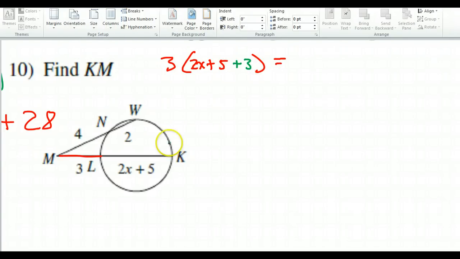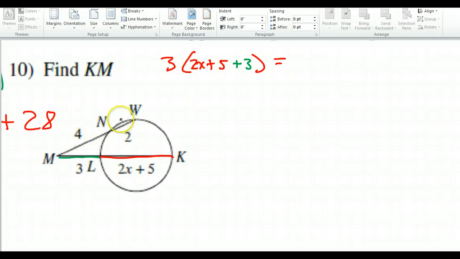All right, we're trying to do part times whole. The two pieces are, we've got this 2x plus 5 happening, and then we've got this 3 happening. So together, it's 2x plus 5 plus 3. So that's what I wrote right here.